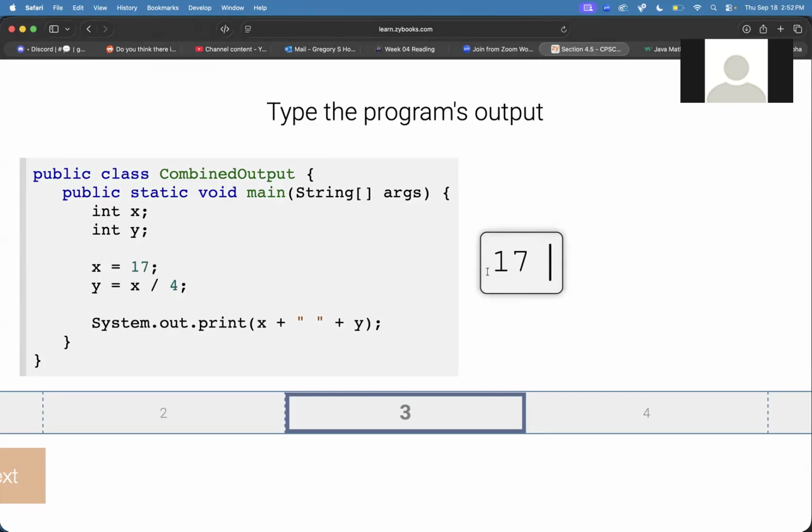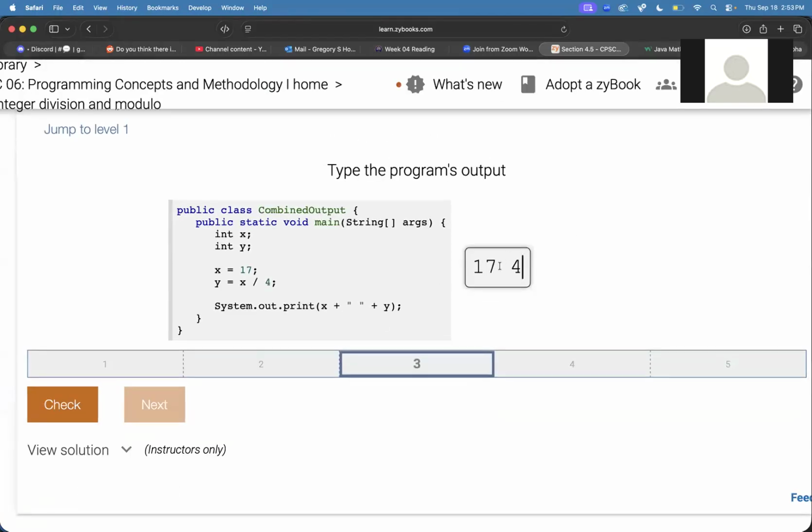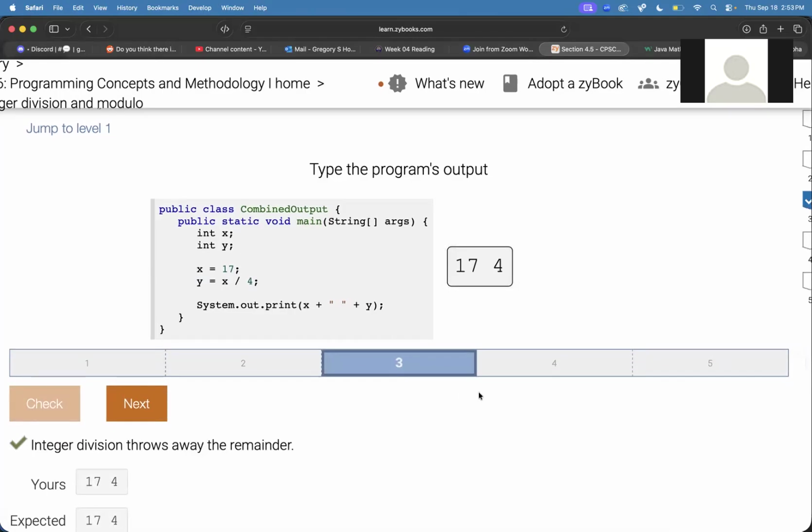What is Y? Well, 17 over 4. So that's going to be 4, right? It's going to be 4 because 4 goes into 17 4 times with the remainder 1. But we're not asking for the remainder here. It's just 4.